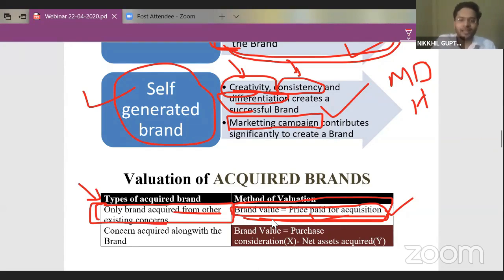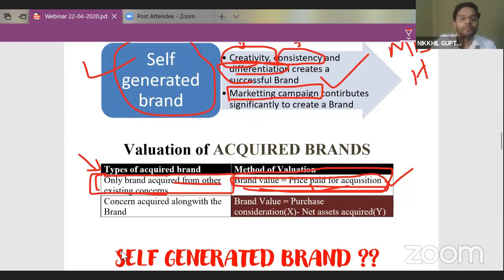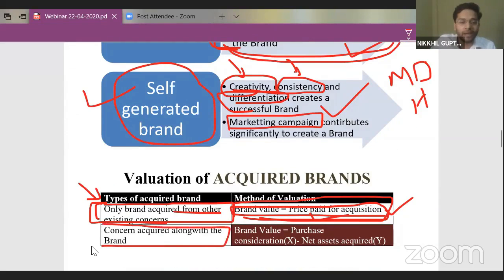Next, a more interesting accountant's paradox. It says: concern acquired along with the brand. If the entire entity, the entire business, is acquired along with the brand, then the formula of brand value is total purchase consideration minus net assets acquired. So the differential between the total purchase consideration and whatever assets you have acquired, the tangible assets, your plant and machinery, your building, your equipment, all those things, is the value of the brand. The biggest example of the accountant's paradox.